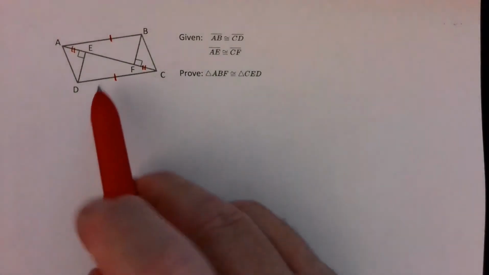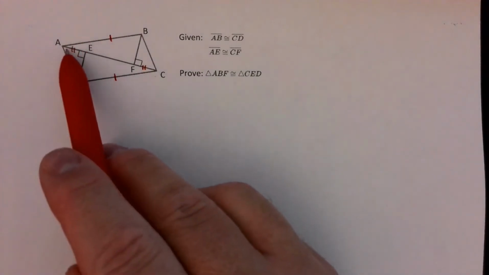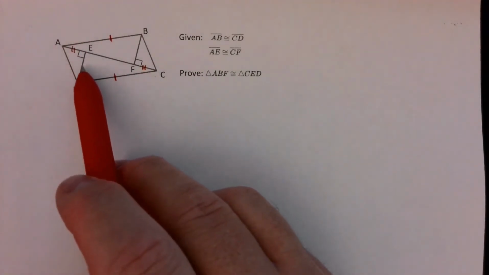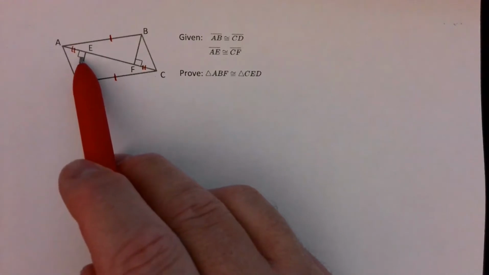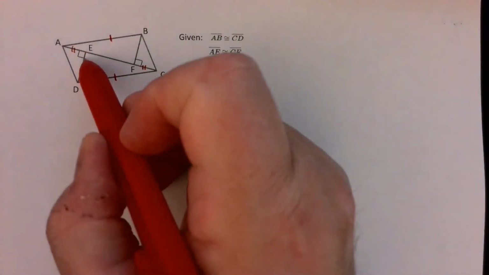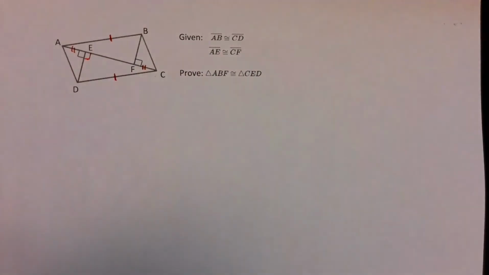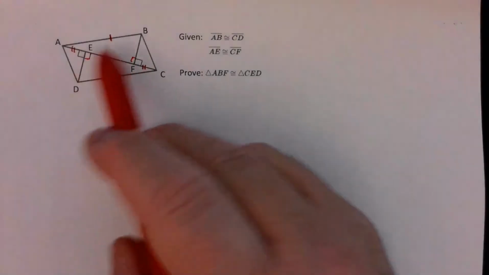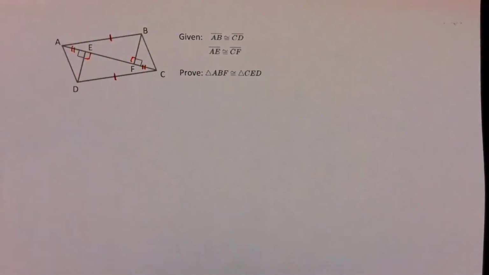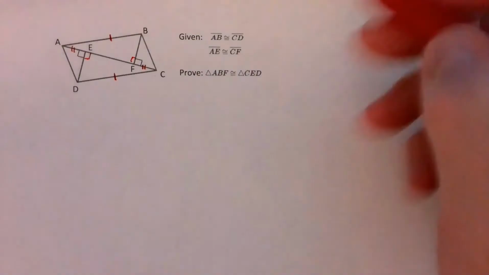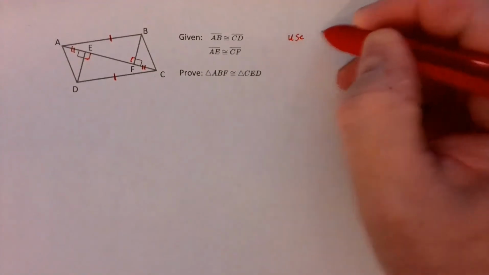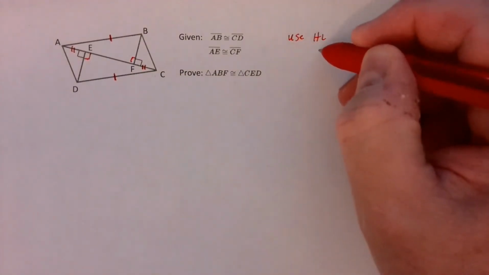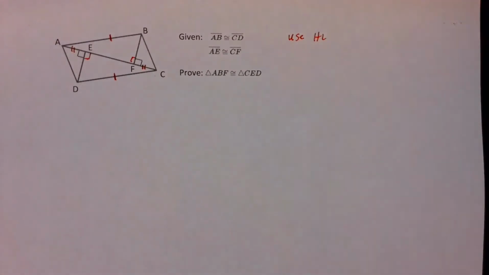So some other things that I notice here is I have a right triangle. So I have a right angle here. So since these are side by side, I know that that's going to be a right angle. I know that that's going to be a right angle. So those are kind of given things that we know. And so that makes us a right triangle, and this is a right triangle. So my initial thoughts is, how am I going to use hypotenuse leg or something like that to prove that these triangles are congruent?